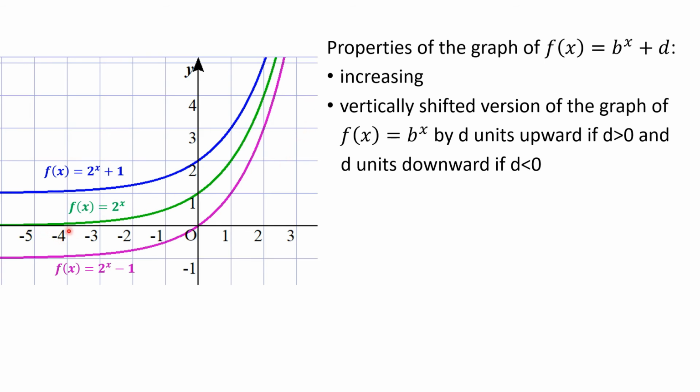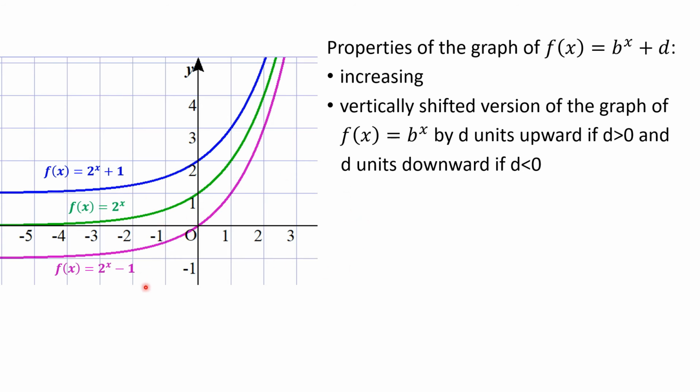So from the graph of f of x equals b to the x, when you add 1 to it, that is if d is greater than 0, this is positive 1 here, d is equal to positive 1, so that's greater than 0, the green graph will be shifted vertically upward by 1 unit. That's why from 0, 1, the corresponding point becomes 0, 2. From 1, 2, the corresponding point becomes 1, 3. Because the value of d is 1. So you will move the graph by 1 unit upward.